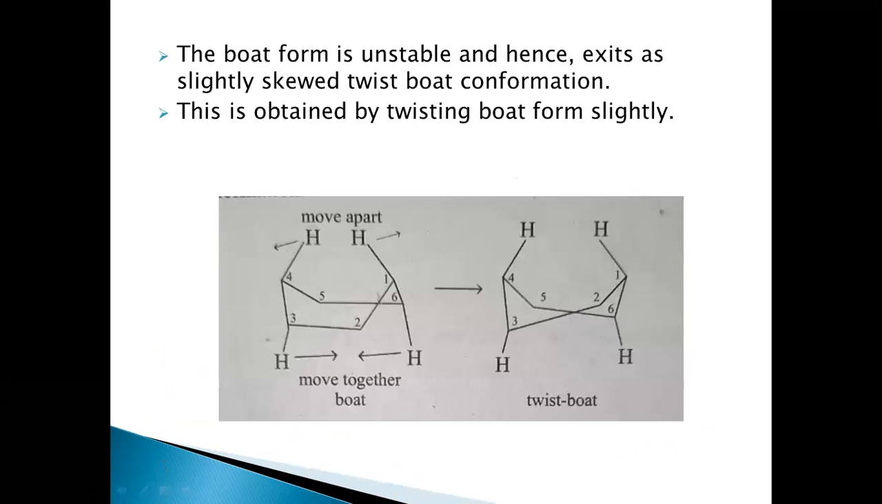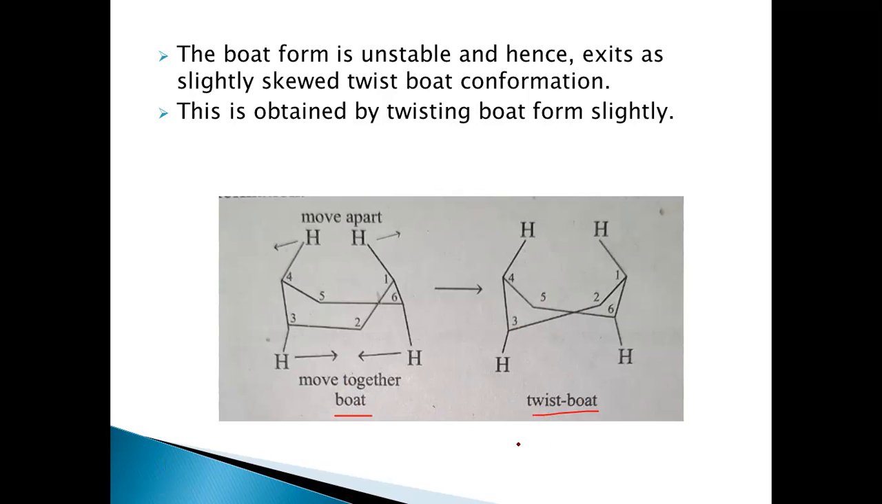So because of this, in order to relieve certain strain, what happens in this boat is it's slightly twisted. The twist boat conformation will acquire one more conformation, that is a twist boat conformation, by slightly twisting it.